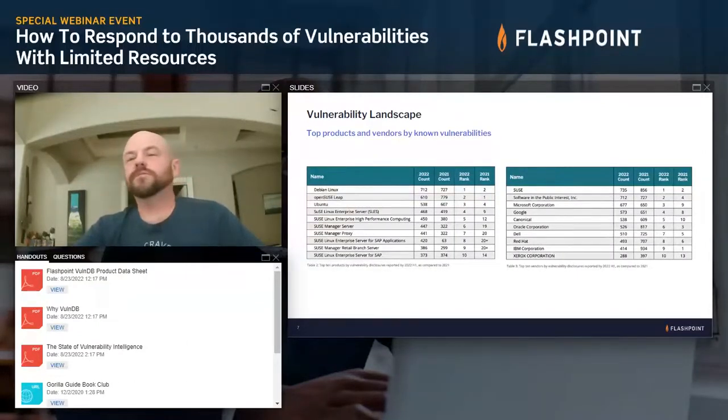One of the most frequently asked questions we get is, what's the most vulnerable product, or which vendor has the most vulnerabilities? And while we will answer it, we will also give you a lot of disclaimers. These numbers are kind of interesting, and it answers the question kind of, sort of, but not really, because when you consider like Debian Linux, right? 712 vulnerabilities definitely puts it up there as number 1.